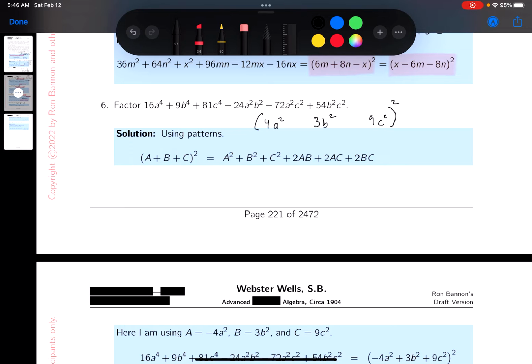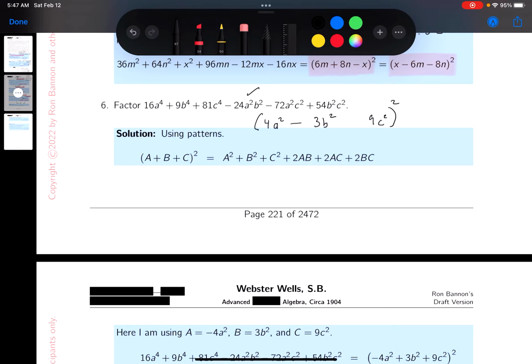Now let's start looking at the terms over here. And I need that, minus 24. Well, I'm going to put this sign over here because the product of those two would be minus 12 a squared b squared, times 2 would be minus 24. So that worked out pretty good.